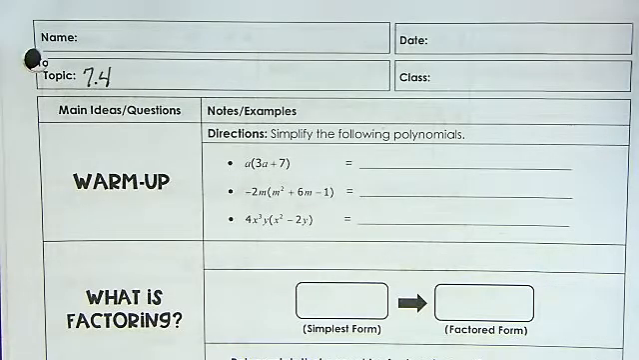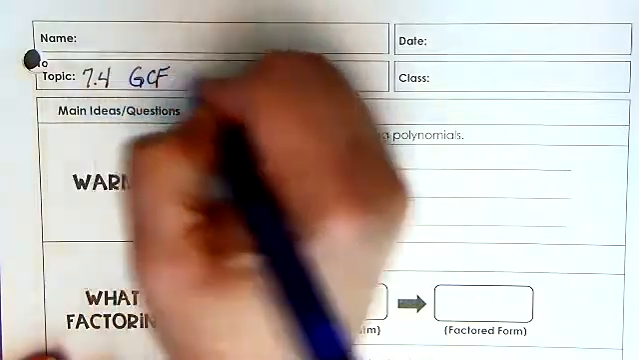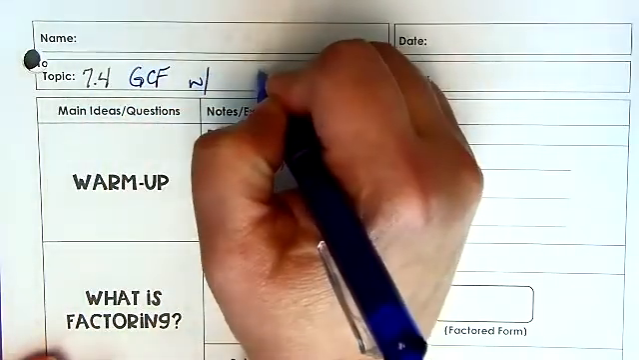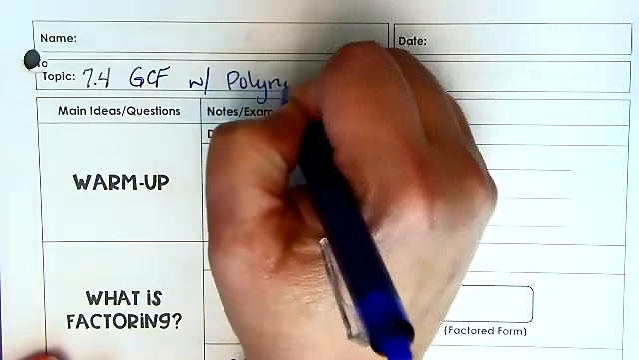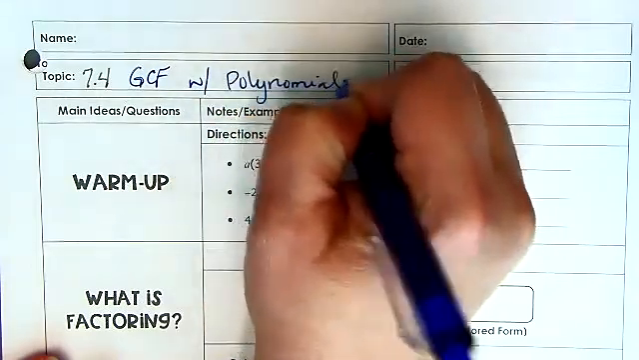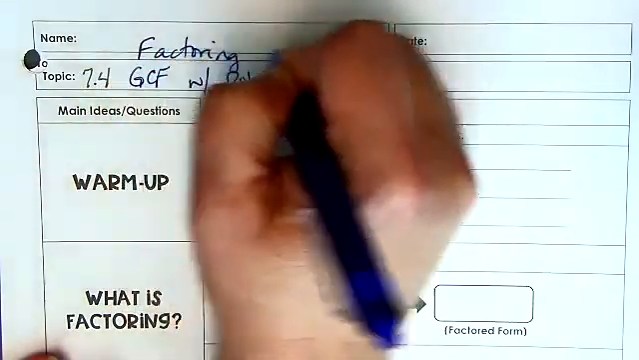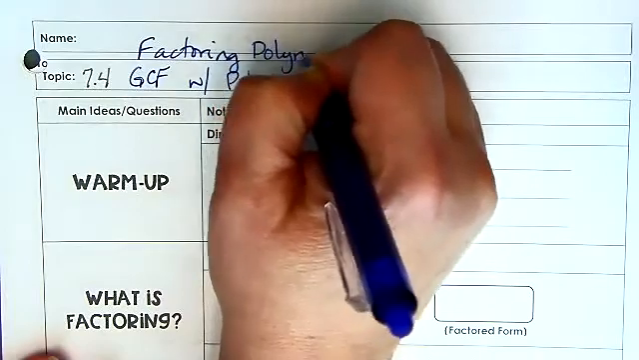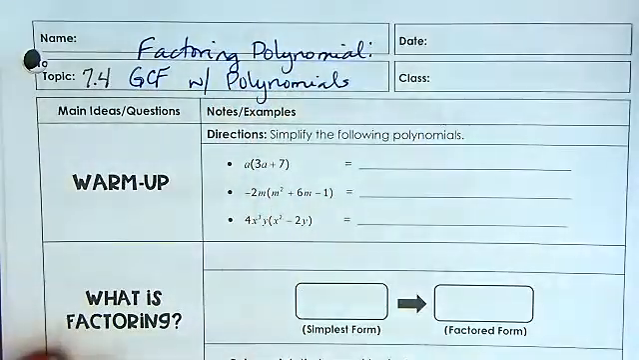Hi, guys. Okay, so now we're starting GCF with polynomials. Well, you might see it labeled as factoring polynomials. And this is specifically talking about finding the GCF, which is always the first step.